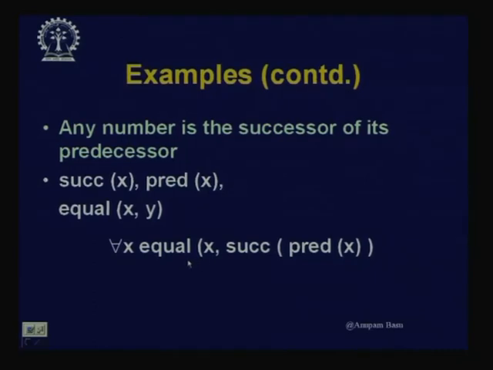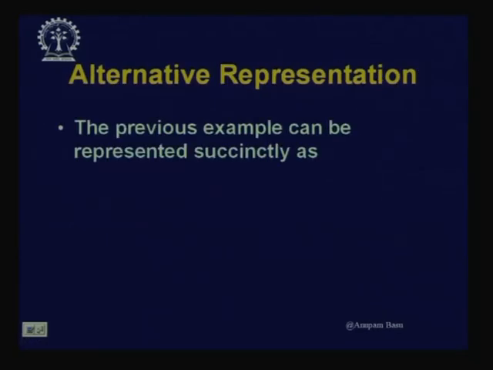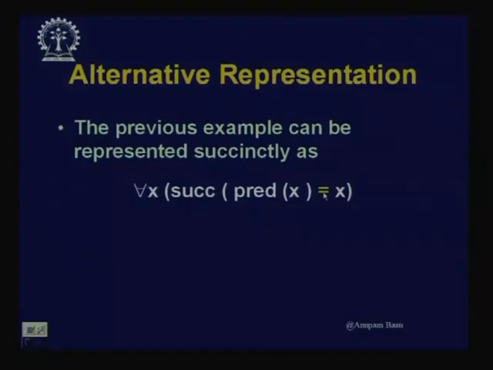Okay. Now, you can think that, well, I could have represented it in a better manner. Why do not I use the equality sign? Say I try an alternative way of representing it. So, the previous example can be represented very succinctly as, for all x, successor of predecessor x is equals x. Now, if you are careful, you can note that I have put in this equality in a different color.